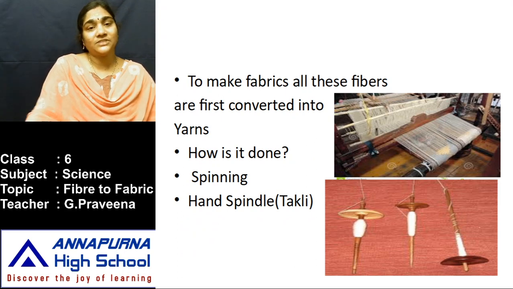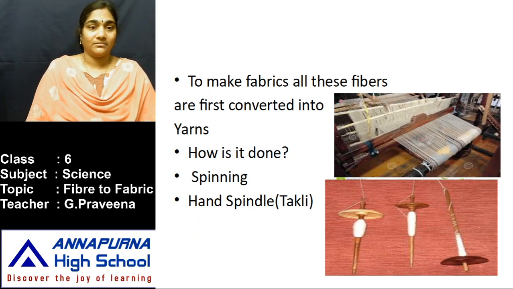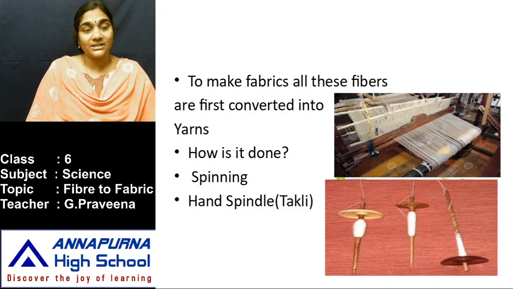So then how are these fibers converted into yarn? To make a fabric, fibers have to be converted to yarn, and that yarn is to be converted into a fabric. How is it done? Are there any special devices to make yarn out of these fibers? Yes. It is done through a special device known as hand spindle or takli. The process of making yarn from fiber is known as spinning. Spinning can be done with a special device known as hand spindle or takli.